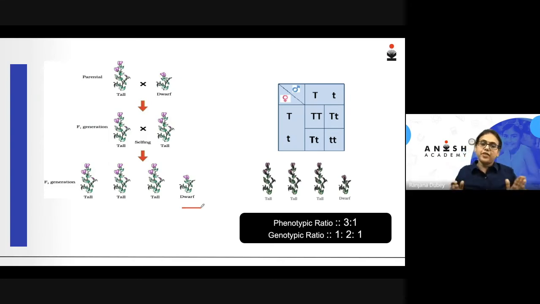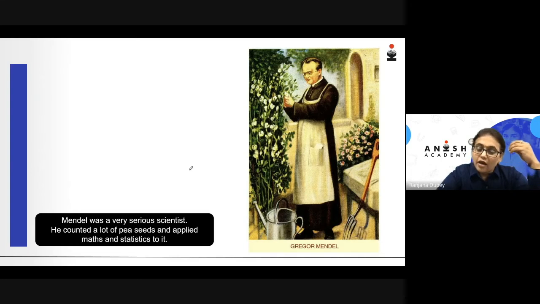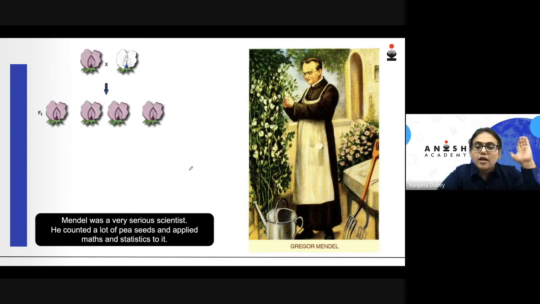Now, how come a dwarf plant be born of two tall plants of the F1 generation? So, from where has this dwarf plant come into being? Looking into all his results from the monohybrid crosses, Mendel then proposed a hypothesis. Now, before proposing his hypothesis, his work on the monohybrid process continued with all the traits or the characters which he could see in the pea plant.